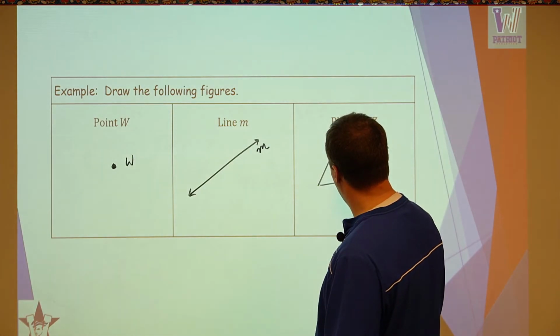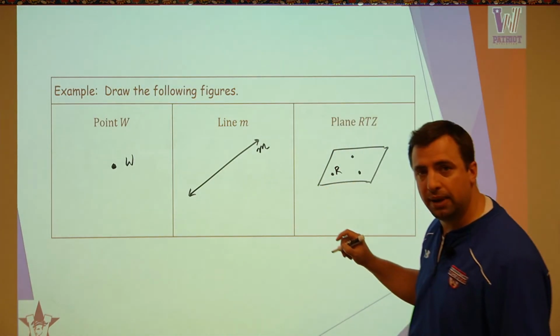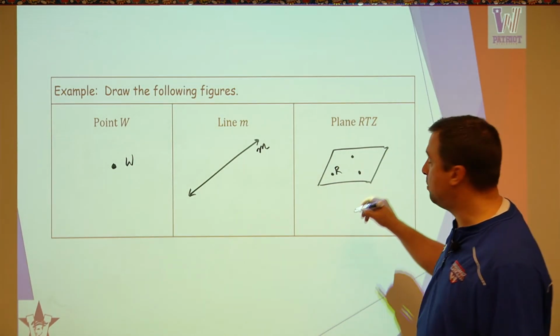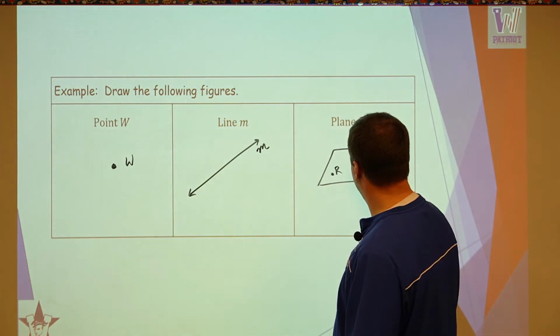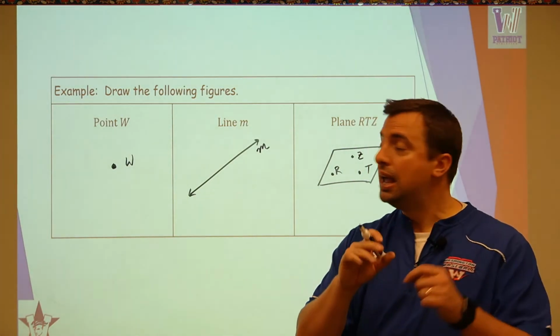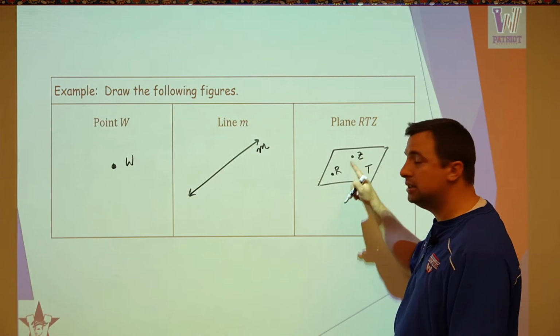Well, let's make that one R. Which one do you want to make T? The top one or the bottom one? I think you want to make it the top one. So I'm going to make it the bottom one just to be crazy. And then Z, and I put that Z there. Okay? And this is plane RTZ.